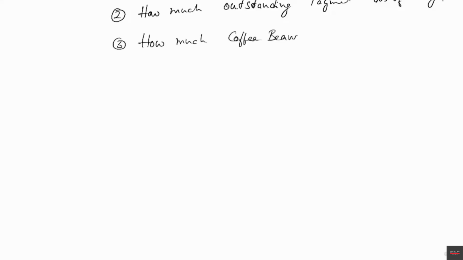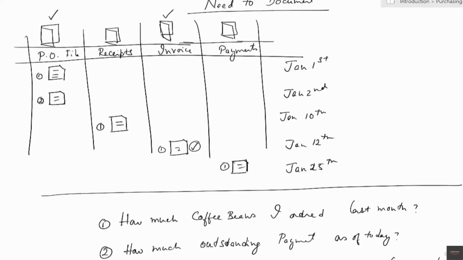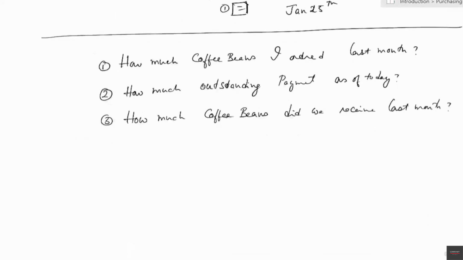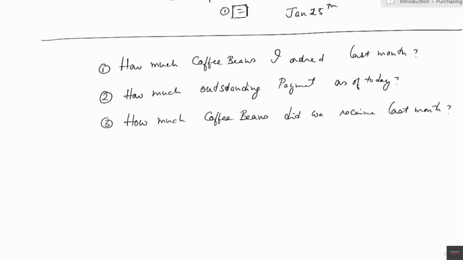How about another question? How much coffee beans did we receive last month, say? Easy, right? Go to receipts. Find out all the receipts that have been filed. Look at all the coffee bean items, quantities and prices. Sum them up and we have the answer. So what did we do here? We documented things, and through the process of documenting, we are able to answer so many different questions.